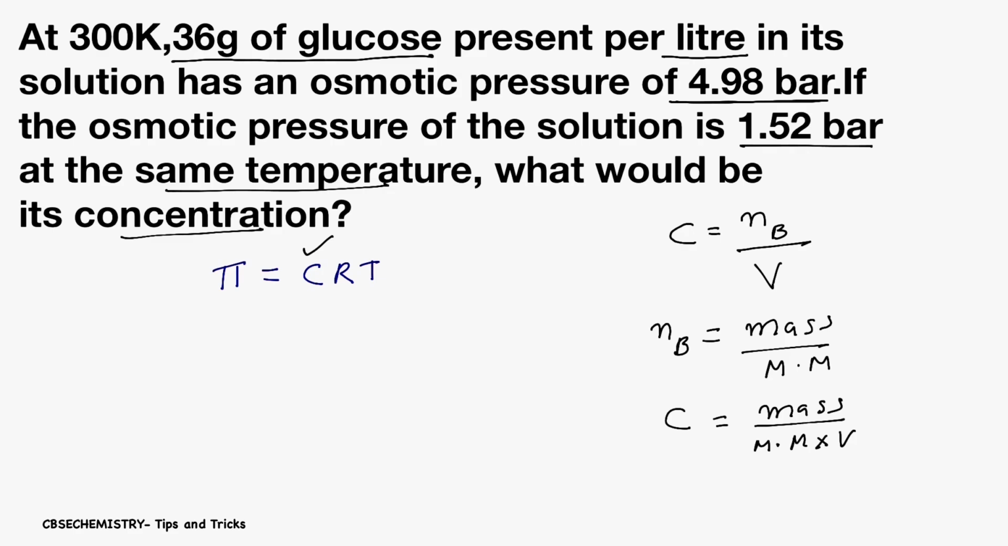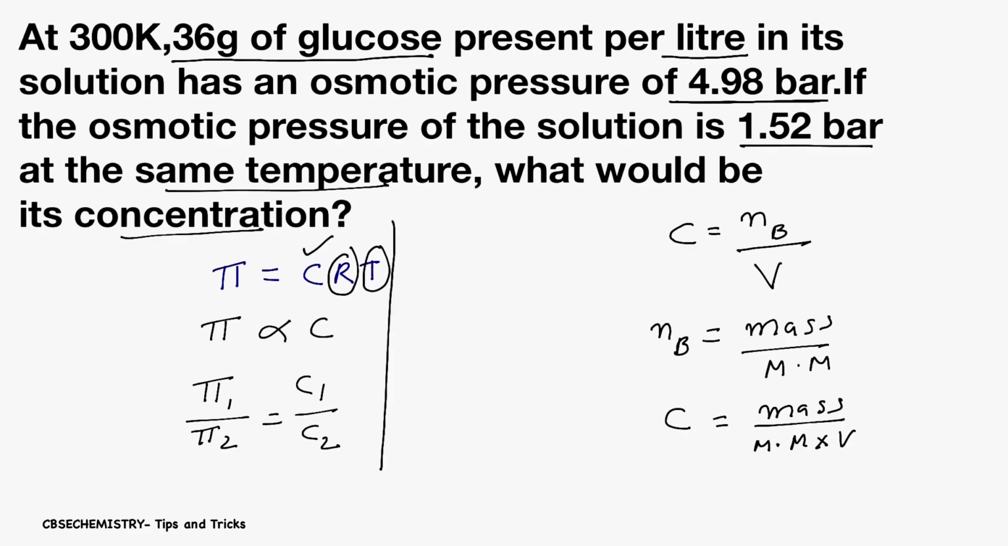So we have two cases. First case they have given osmotic pressure and concentration. Second case they give osmotic pressure and you have to find the concentration. Temperature remains same. That is the context, right? So it's very easy, right? In both cases R and T remain same. So what you can write? Pi proportional to C, or what you can write? Pi 1 by pi 2 is equal to C1 by C2, correct, right?